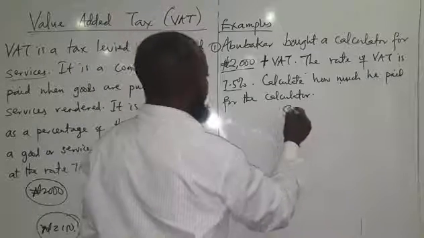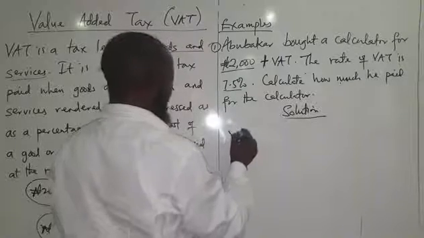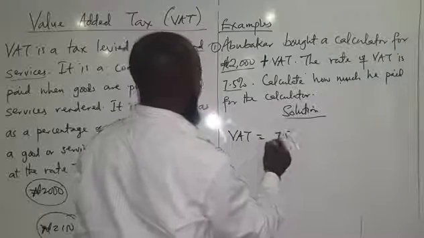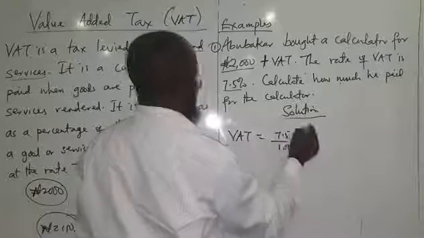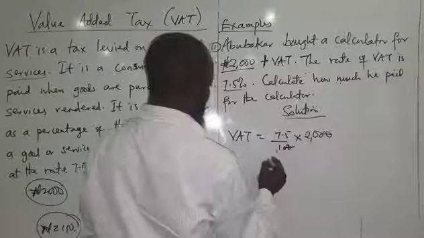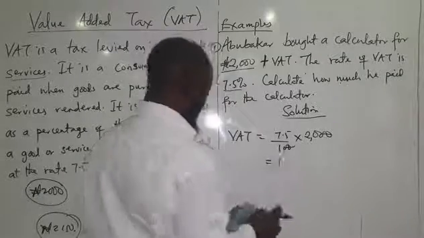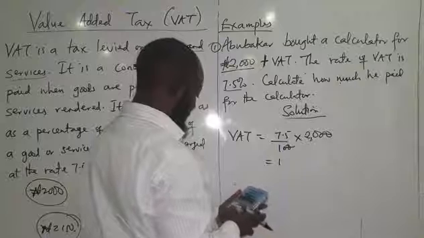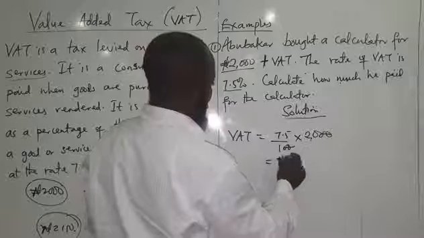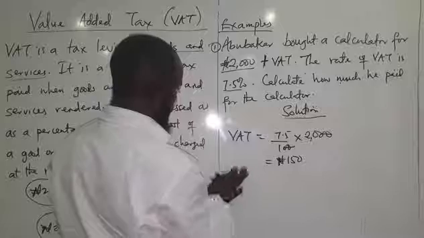The first thing we're going to do here is to calculate the VAT. So the VAT here will be equal to 7.5% of 2,000 naira. So 0 cancels 0, and this gives 15. That gives 150 naira.